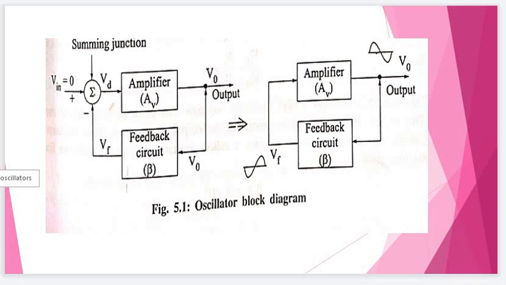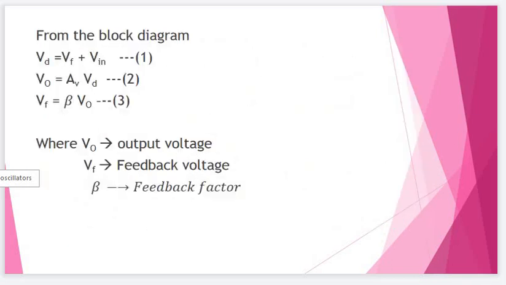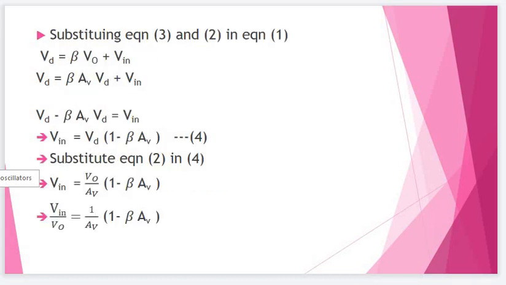General oscillator block diagram: summing junction, amplifier, then feedback circuit. Similarly here, the output of the amplifier is fed back to the amplifier input. From the block diagram, the difference voltage Vd is equal to Vf, that is the feedback voltage, plus the input voltage. The output voltage V0 is equal to the gain of the amplifier times the difference voltage Vd. Vf is equal to beta, the feedback factor, times V0. V0 is the output voltage, Vf is the feedback voltage, and beta is the feedback factor.